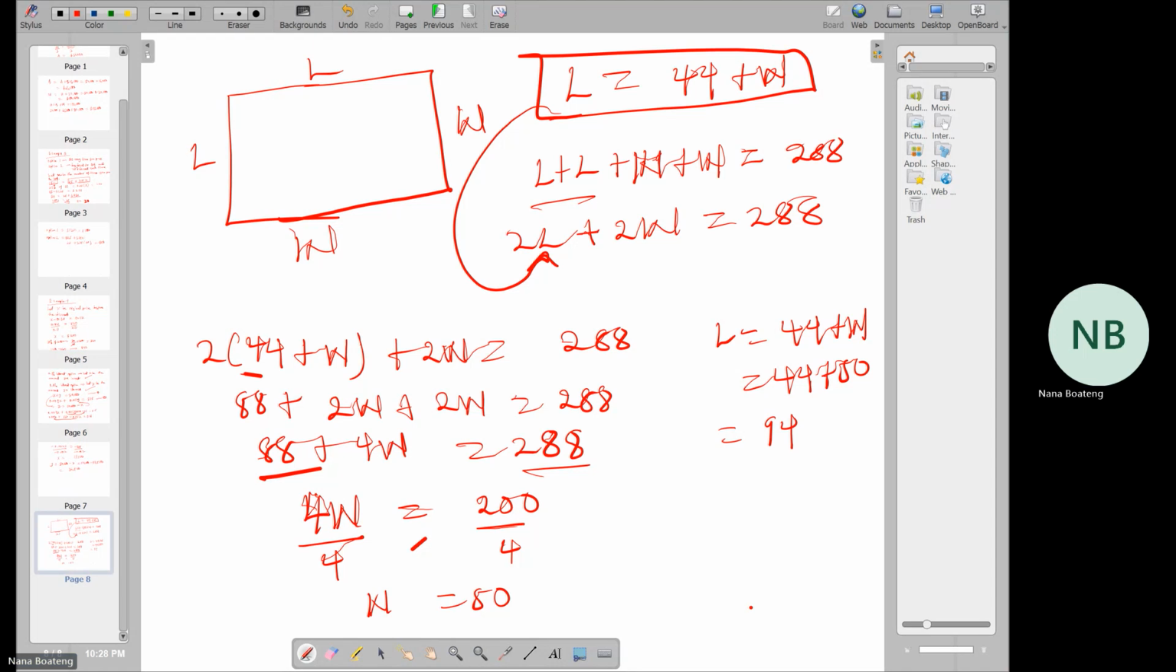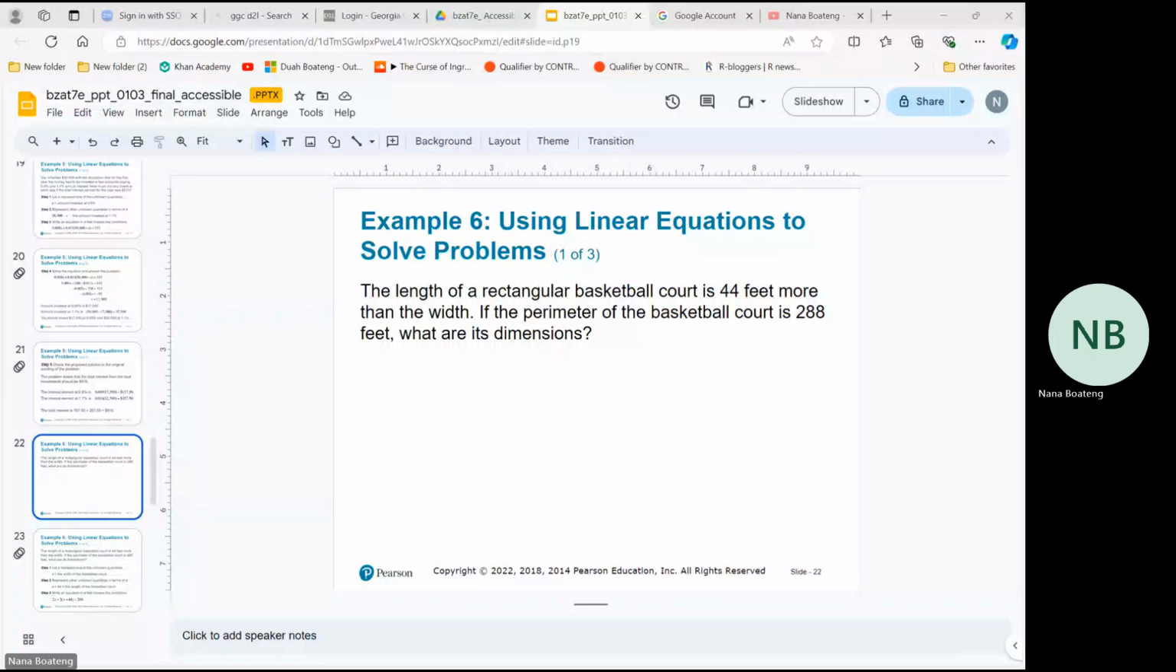And so that's example 6. All right, let's move on to the next example, example 7. Let me share my slide back again.